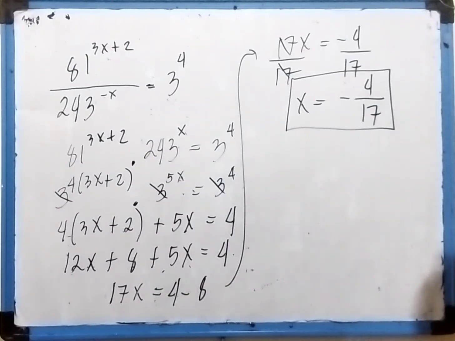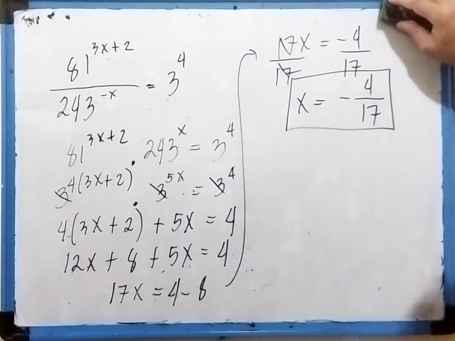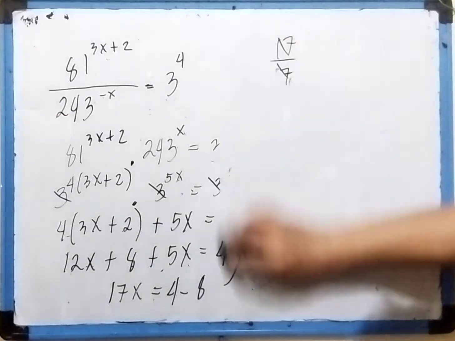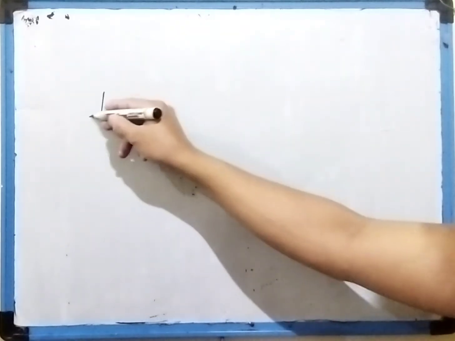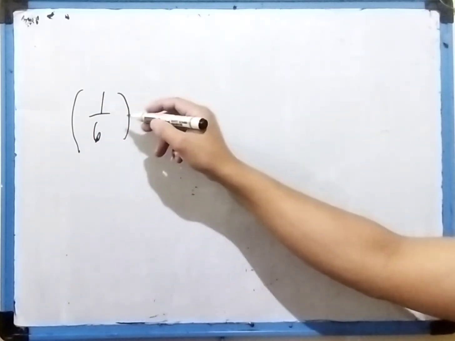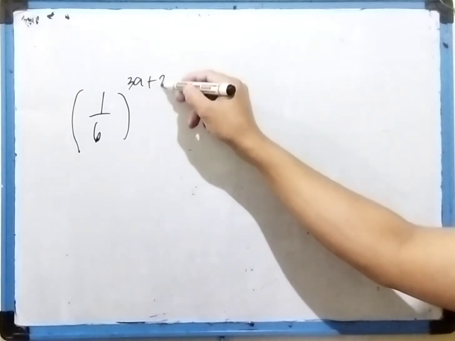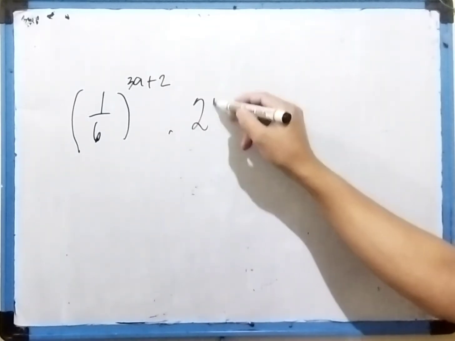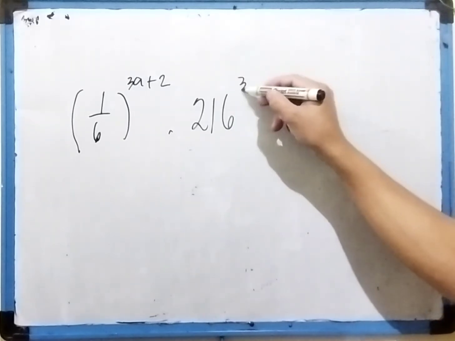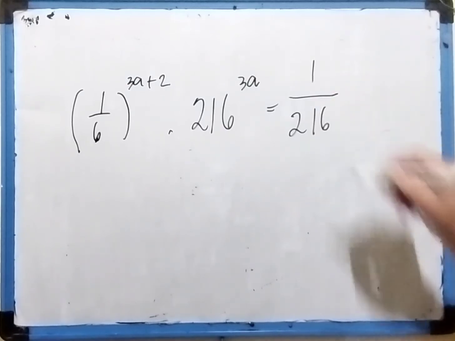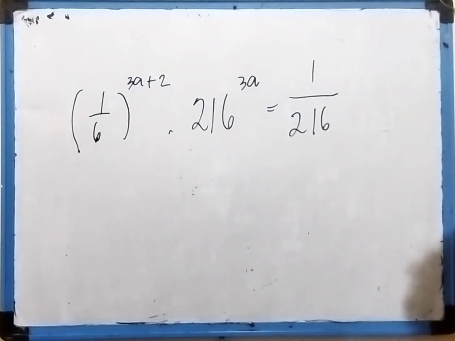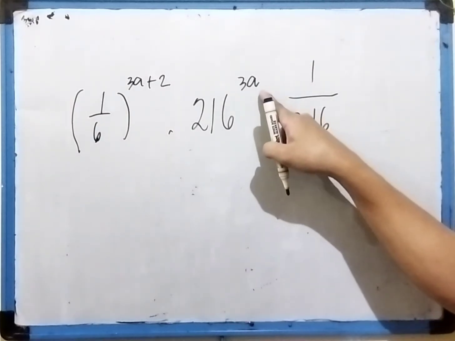Okay, the last example that I have presented a while ago is like this. Okay, so remove na natin. This is the last one. Okay, so we have here 1 over 6 raised to 3a plus 2 times, we have here 216 raised to 3a, then is equal also to 1 over 216. Okay, so instead of x, I use a as variable.